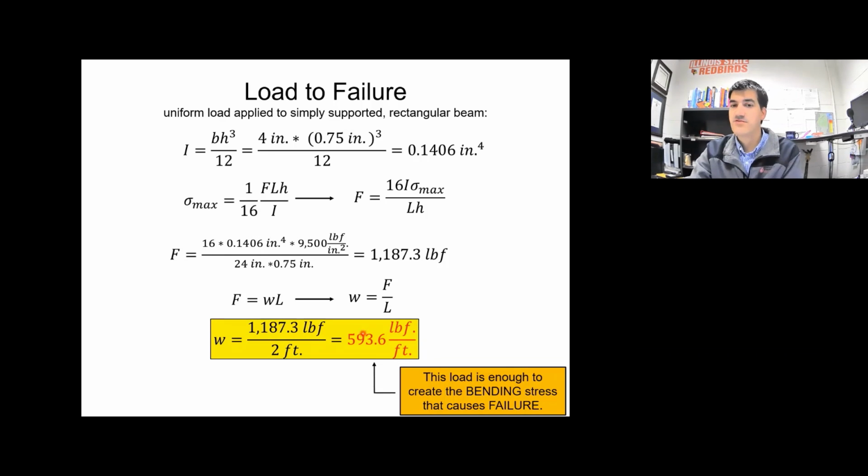And this is the uniform load that is just enough to cause the beam to reach a stress that is equal to the flexural strength, which will cause the beam to fail. So the beam's going to break if I apply this amount of uniform load to the beam.